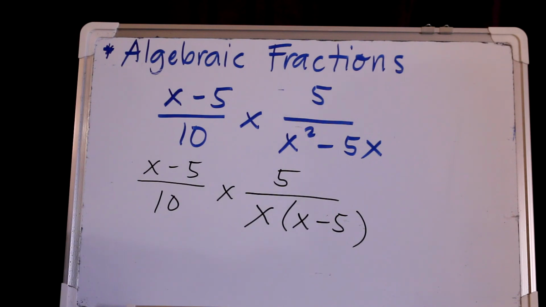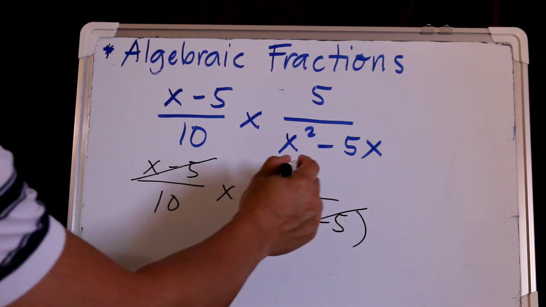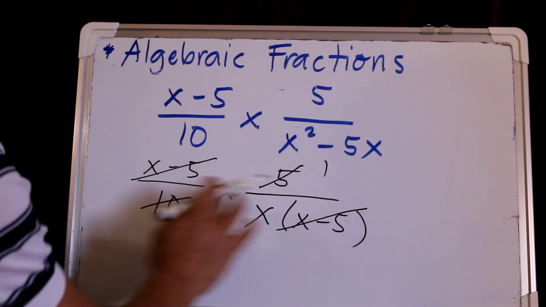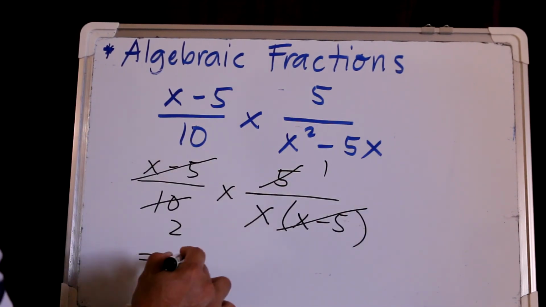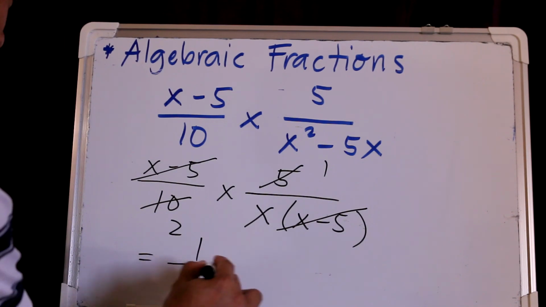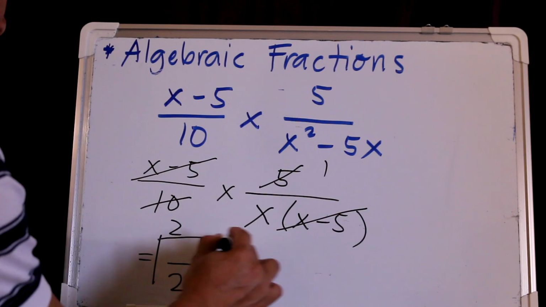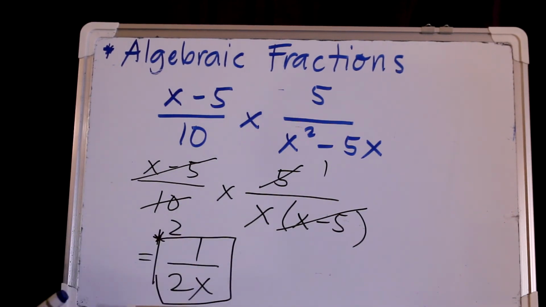Then we can reduce something here. So we can cancel this out, and then reduce this to 1, this to 2. Then you multiply. So when we multiply, we do that like that. So our answer would be 1 over 2x. Okay, so this will be our answer. Nice.